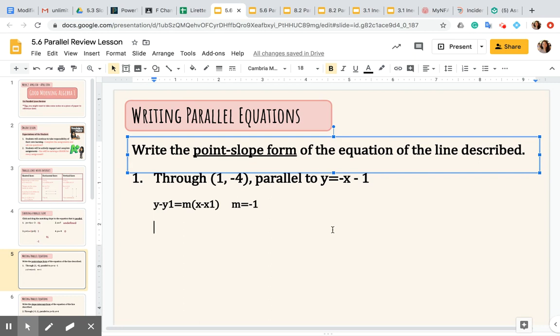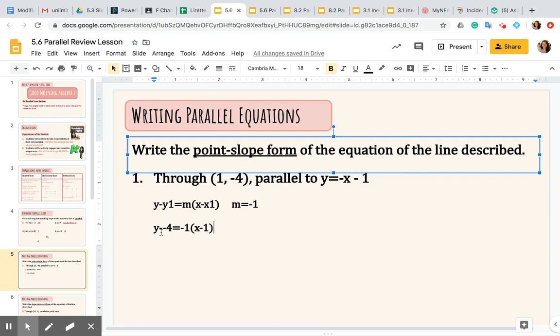So now I'm just going to plug everything in. It's going to start y minus, and my y value is a -4, equals my m, which is -1. I'm going to open my set of parentheses and type x minus, and the x value is 1, close parentheses. I probably could have left the font a little bit bigger, but that's okay.